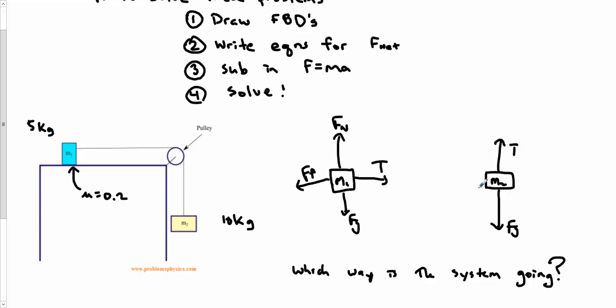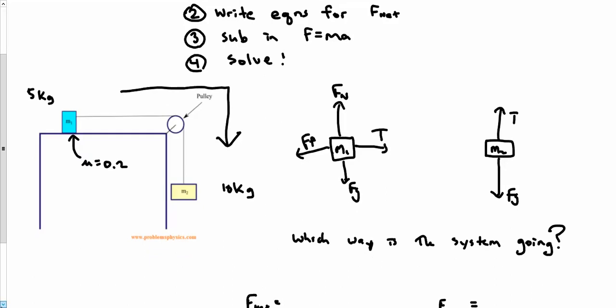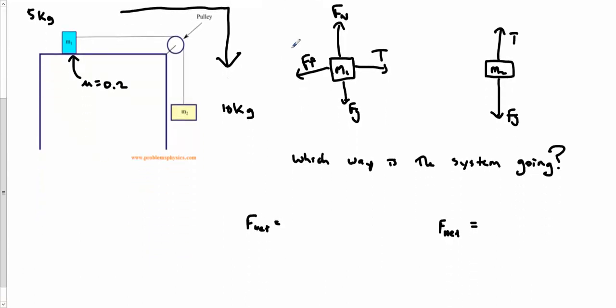Next thing I should decide is which way is the system going, and I hope that everybody realizes that this thing is going to go that way. So the next step says write equations for F net. So I'm going to scroll down. F net. Now it's not moving up or down, it's moving side to side. And I know it's moving to the right, so that means that T has got to be bigger than friction, so I'm going to put T minus force of friction. And here this thing is moving down, so it means that the force of gravity has got to be bigger than tension.